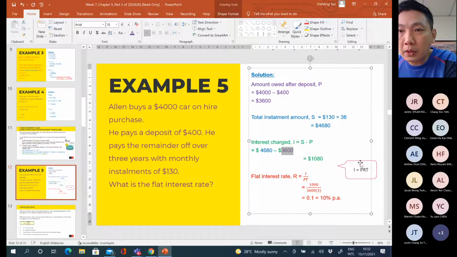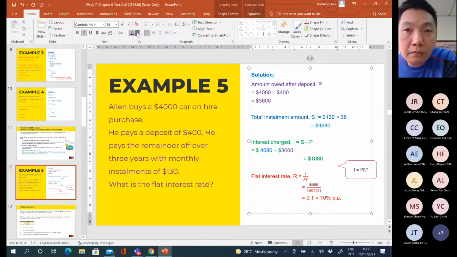So once we know the interest charge, the next step is to calculate the R value by using the first formula that we learned this morning. Transposing this formula so that the R will be the subject, that means we need to bring the P and also the T to the left hand side and it becomes divide. So I is 1080, substitute to here. P is from here, 3,600.